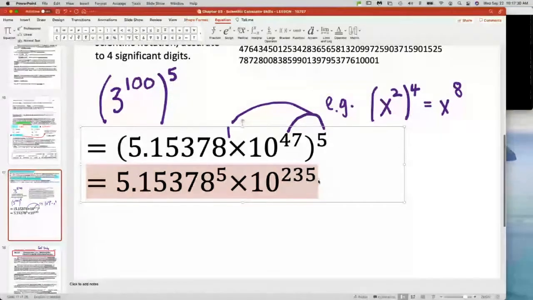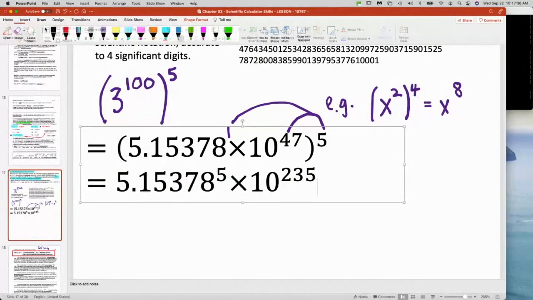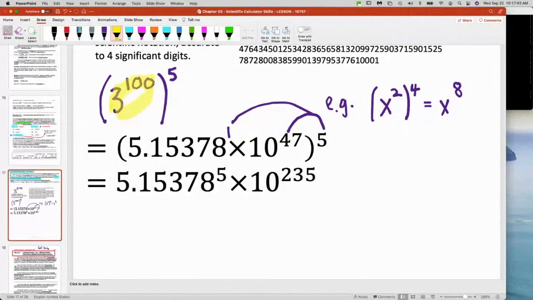Okay, I think we're almost done. Where did the 47 come from? When you do this on your calculator, this is a gigantic number. And that number is right here.